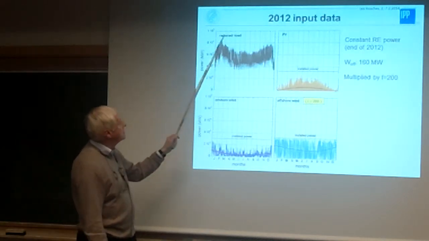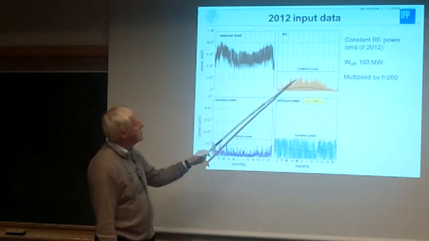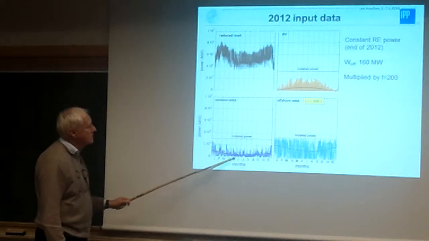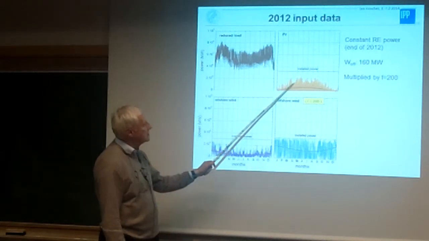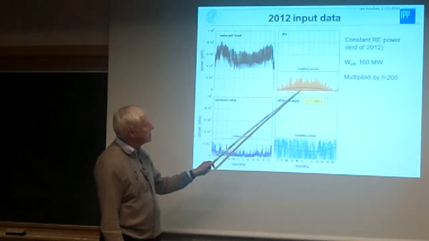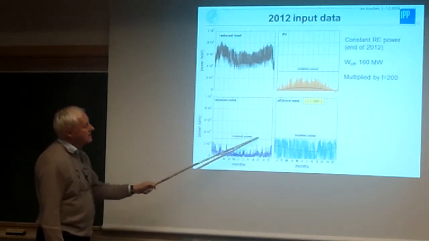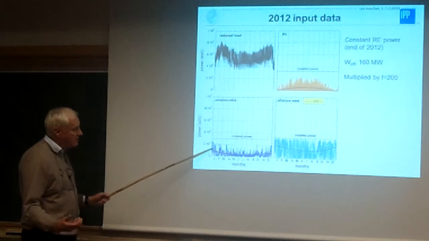Again, the reduced load here, this is the PV situation with more in summer. This is onshore and offshore wind. This is just a guide to the line so that you can see, of course, in summer it's more. Here in winter it is more. This represents the turbulent nature of the wind.